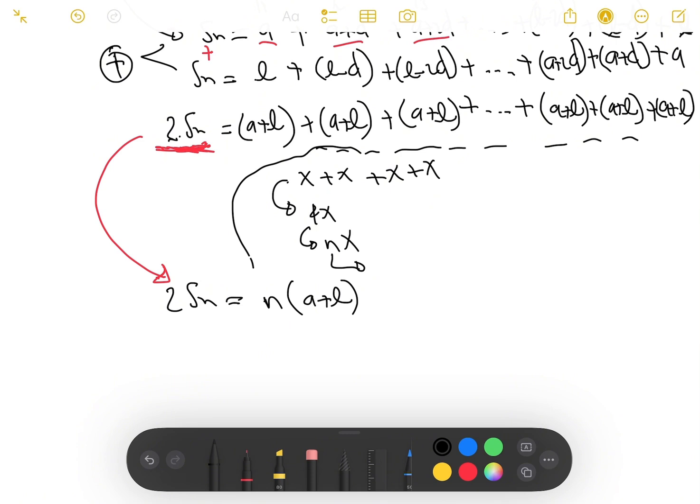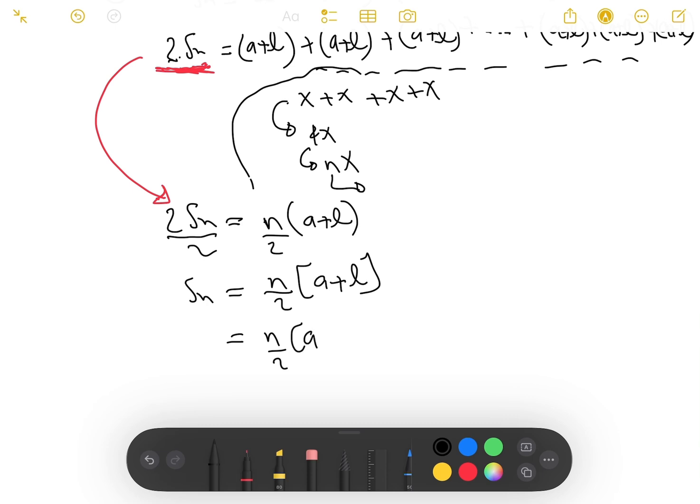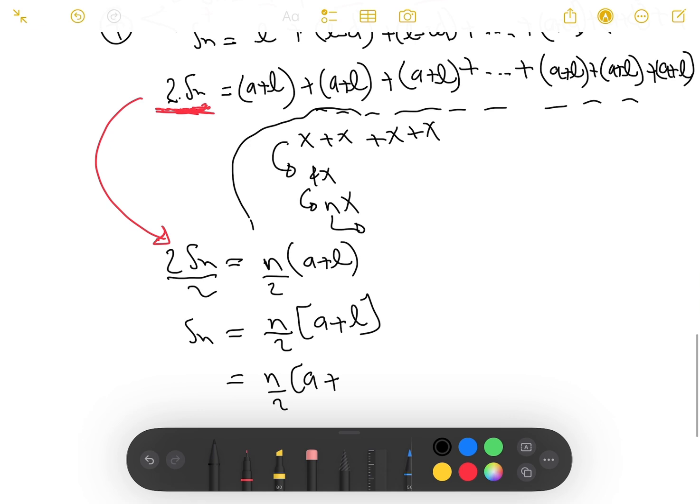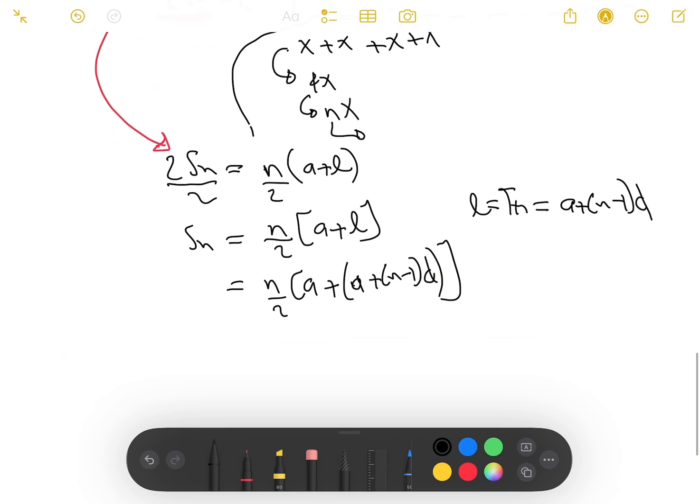So from that, we divide by 2 on both sides, right? And therefore you get Sn being equal to n over 2, and then here this will be a plus l, right? From these you get n over 2 and then a plus, what is l? We know that l is Tn, right? L is equal to Tn, but what is Tn? Tn is a plus n minus 1 d, right? Therefore this will be a plus, in a bracket, a plus n minus 1 d, and from these we get n over 2. When you add the a's together, opening the bracket, you get 2a plus, in bracket, n minus 1 d, right?